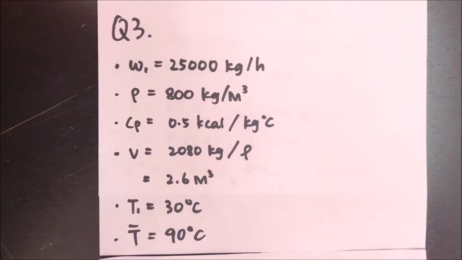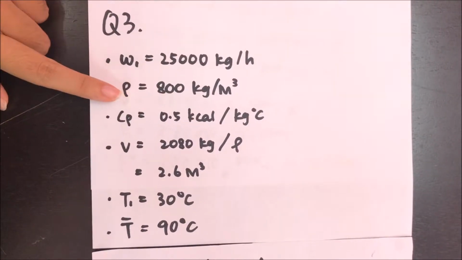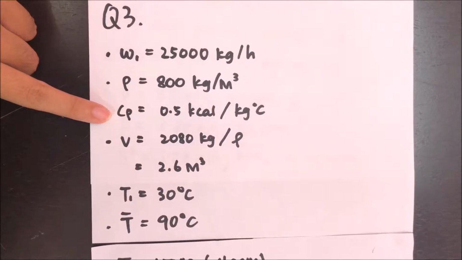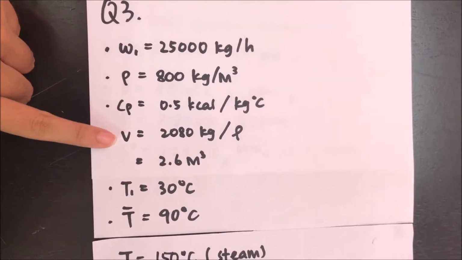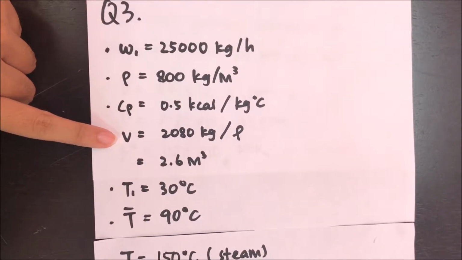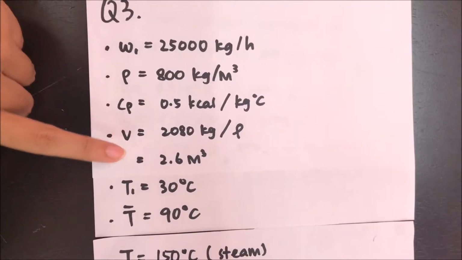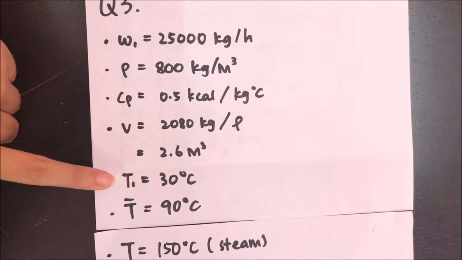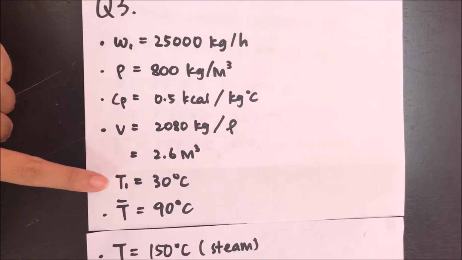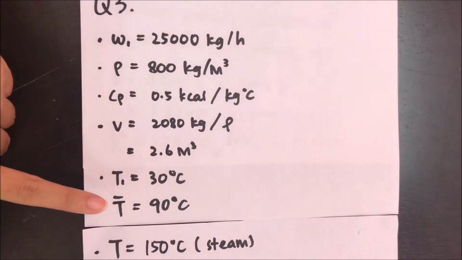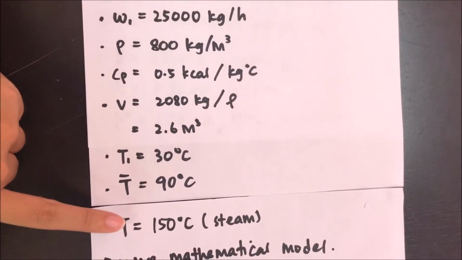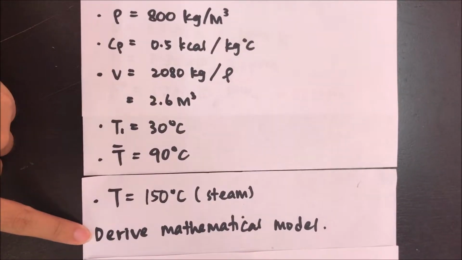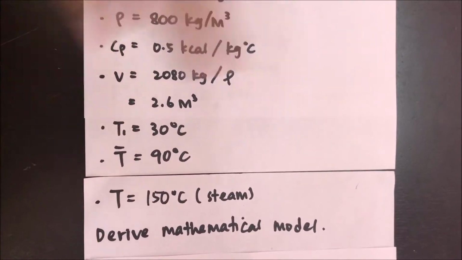So for question number 3, it is given that the feed rate is 25,000 kg per hour with a given density of 800 kg per meter cube, and we have a heat capacity of 0.5, and then the holdup in the tank is constant at 2080 kg of liquid, and we divide that by the density and we get the volume of the tank. And then we have T1 at 30 degrees Celsius, temperature at steady state 90 degrees, and T equals 150 degrees Celsius at steam. So we were asked to derive a mathematical model for this question.